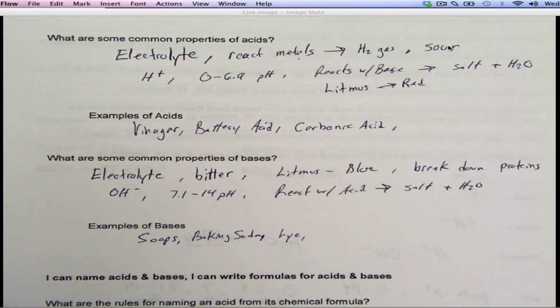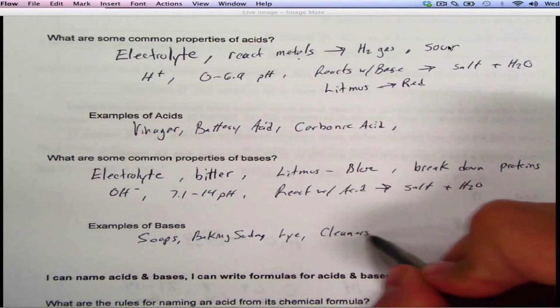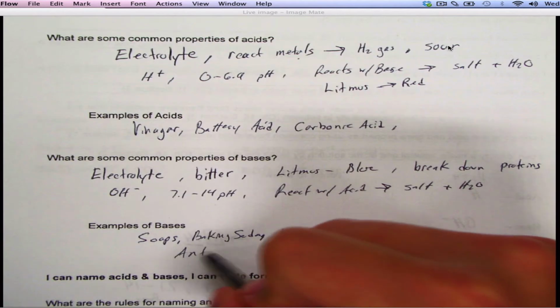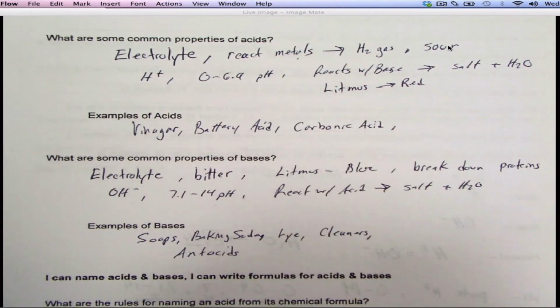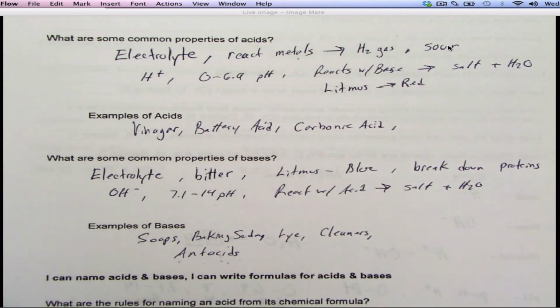Soaps, lye, cleaners are usually going to be some type of base. Antacids are going to be bases too. So you think antacids, like milk of magnesia, Tums, those kinds of deals.